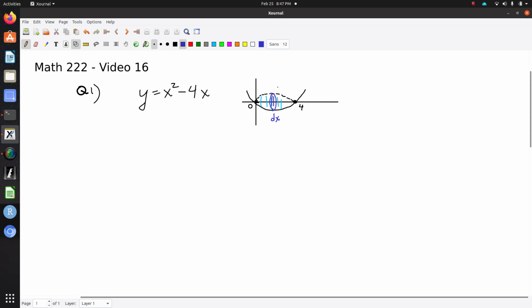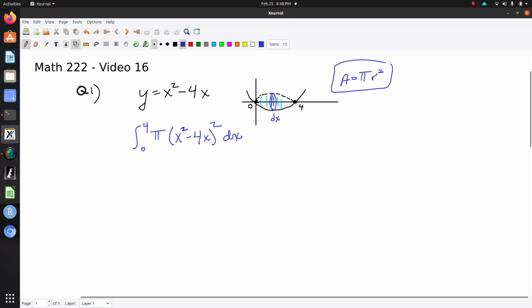Okay, so what is the area of a circle? Area is pi r squared, so you should know that. And so what we're going to do is integrate from 0 to 4 of pi r squared dx. Well, what is r? Well, r is y. So what do we get? X squared minus 4x, square that whole mess, and then dx.